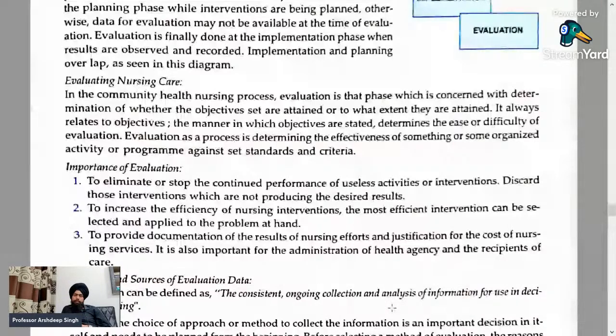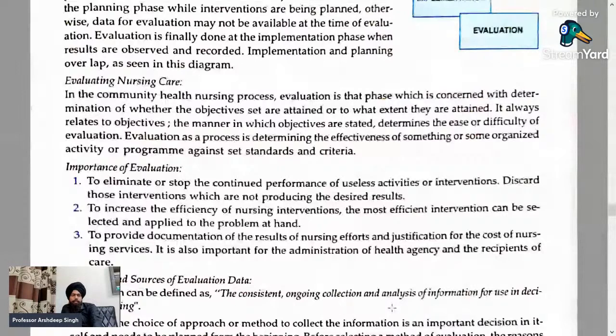This is the last step of the nursing process, and it is an important step because all of the things depend upon it. It will give you the result of how you planned, how your diagnostic step was, and how you planned different interventions, whether they were right or wrong, or whether they need any type of modification. So evaluation will tell you everything. This is the step in which we will get the results of the nursing process.